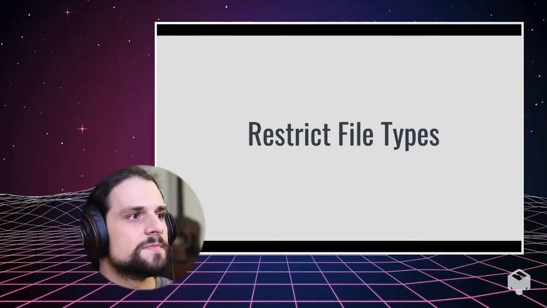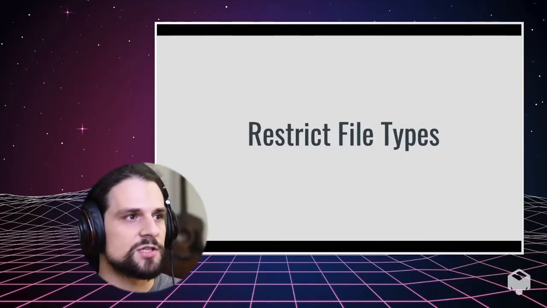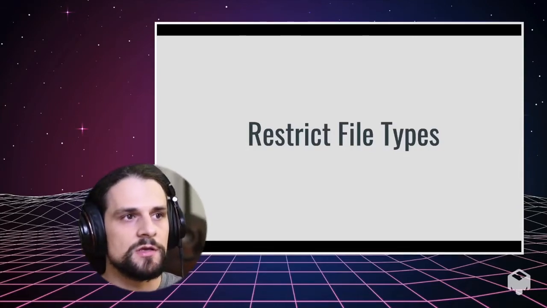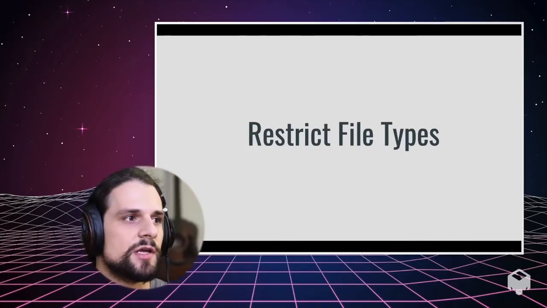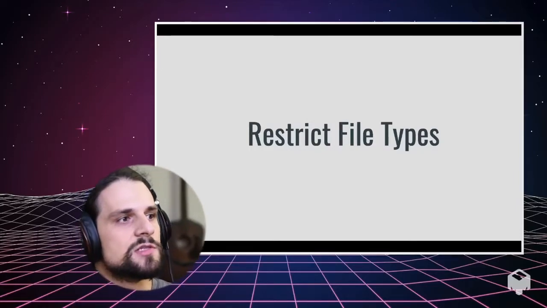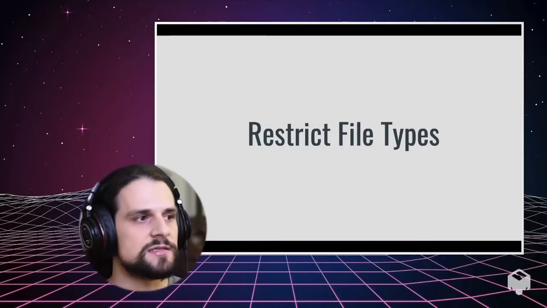Restrict file types. When setting up a file upload directory, you should restrict it as much as you're able to. If you only expect images to be uploaded, only allow images. Be as strict as you can initially, and then loosen up requirements on a case-by-case basis.